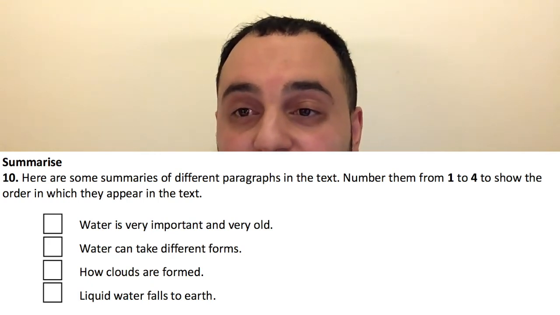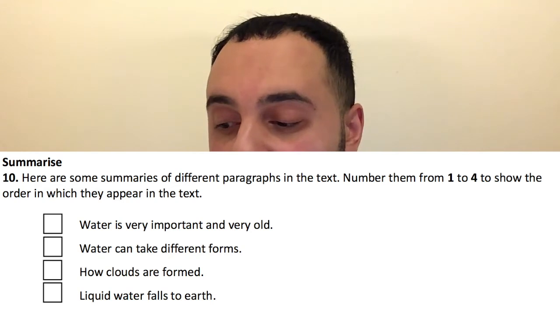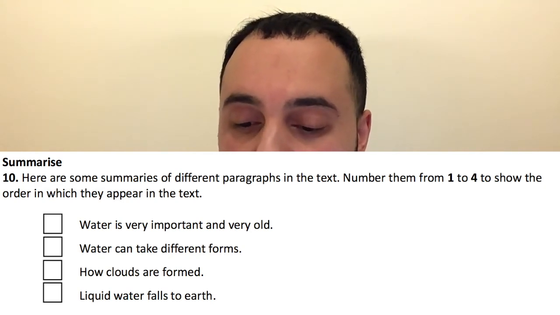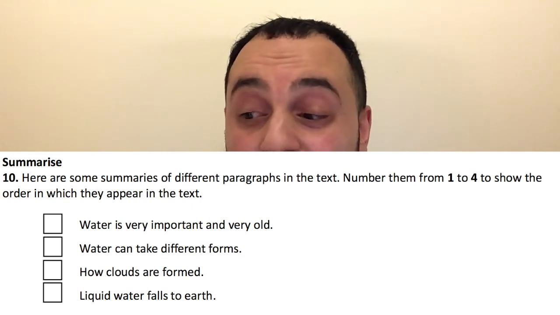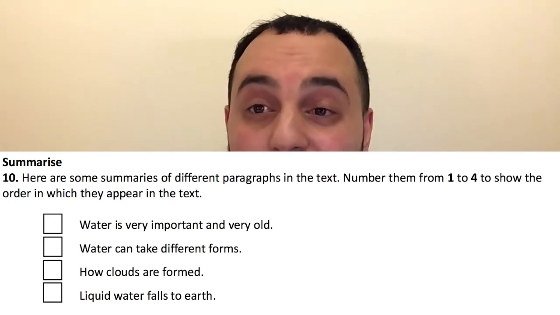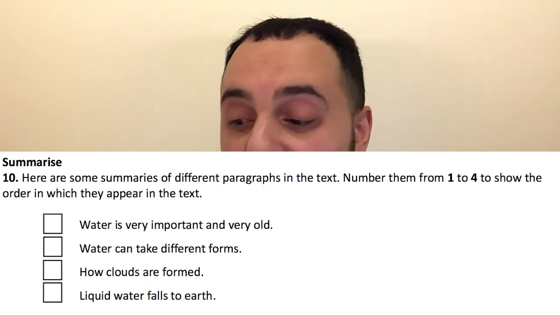That's the water taking different forms. That is point 1. Point 2 is then the evaporation bit, which tells us that water vapour collects in the sky to create clouds. So that is going to be your second point, how clouds are formed.